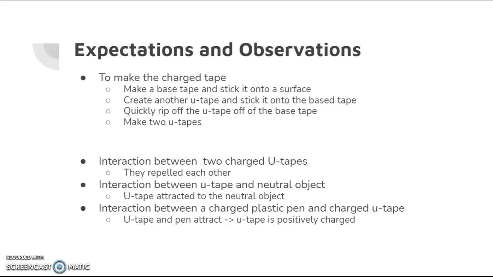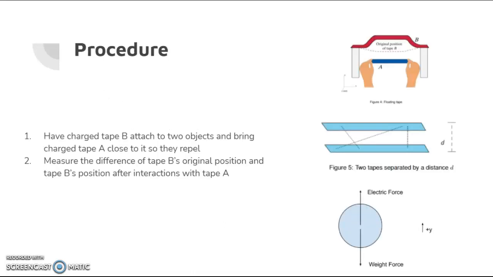Through some observations, we noticed that the U-tape is positively charged. For example, when you interact two charged U-tapes, they end up repelling each other. When you interact a U-tape with a neutral object, it ends up attracting to the neutral object. And when you interact the U-tape with a charged plastic pen, they end up attracting each other. So it's concluded that the U-tape is positively charged.